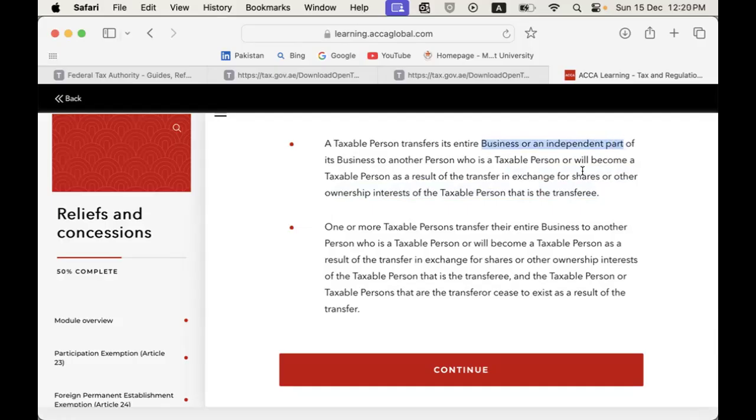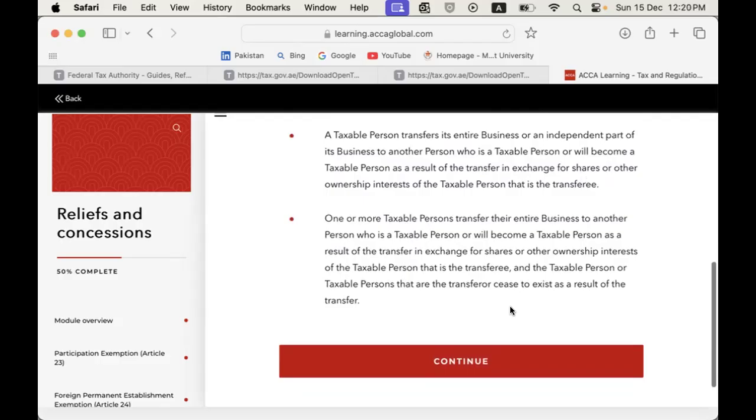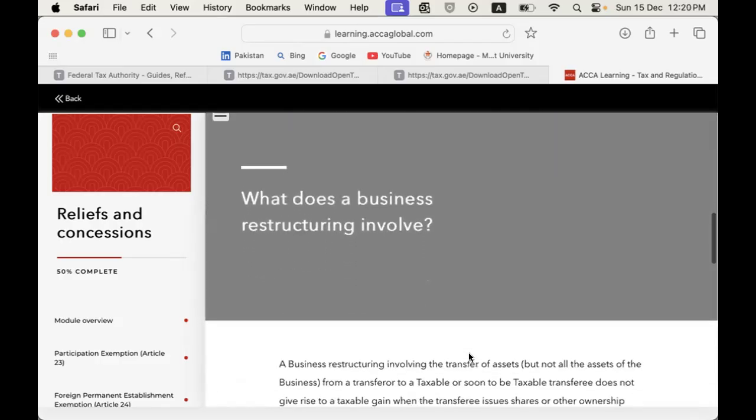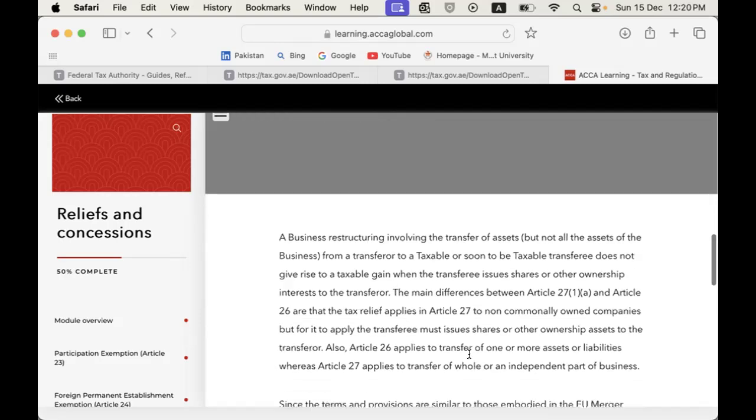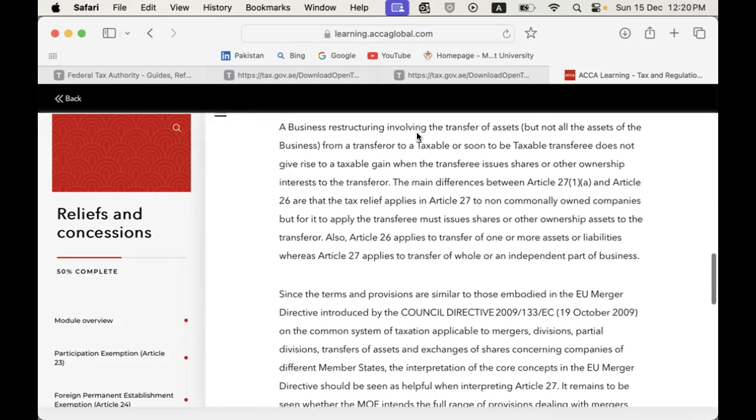So anyways, these two scenarios are there, which are business restructuring relief. What does the business restructuring relief involve? A business restructuring involves the transfer of assets, but not all assets of the business. There you go. Does this answer your question, Abbas? Yeah, that's what I said, net assets. Transfer of assets, but not all the assets of the business, from a transferor who is a taxable person to a taxable or soon to be taxable transferee, does not give rise to a taxable gain when the transferee issues shares or other ownership interests to the transferor. So this is a great relief.